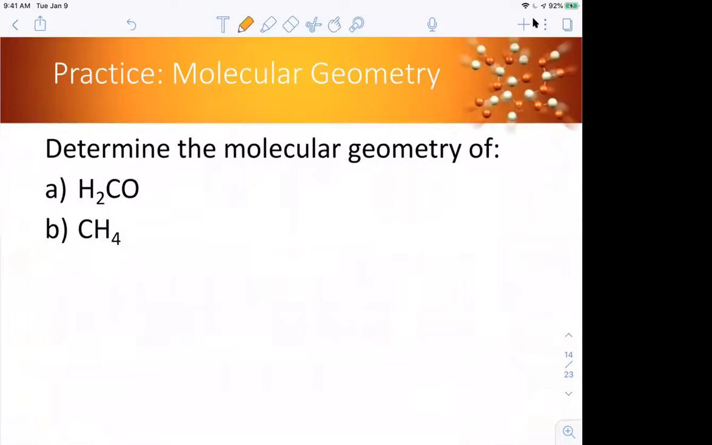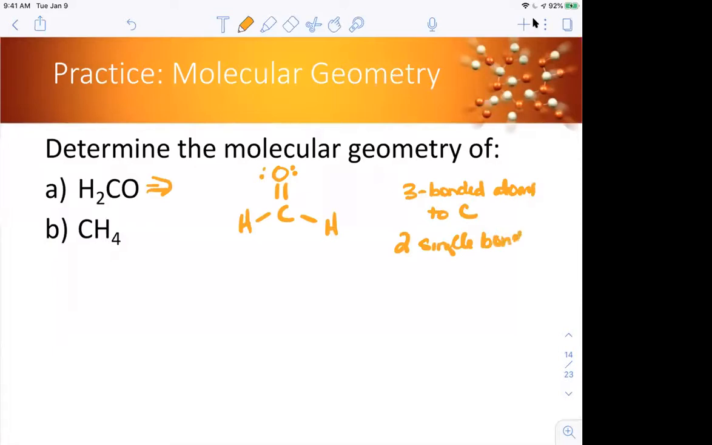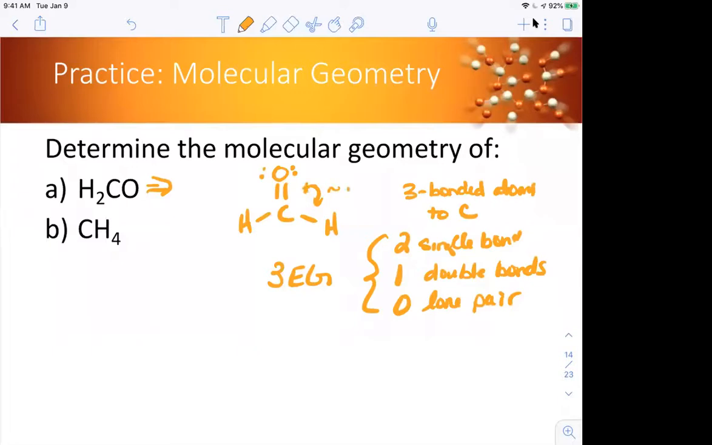So let's look at this. If I want to determine the molecular geometry of these different molecules, right? This one is actually from another slide. When we drew the Lewis structure of this, I ended up with this geometry. So if carbon is my central atom, I have 3 bonded atoms to carbon. I have 2 single bonds, and I have 1 double bond. I have 0 lone pairs. So this is going to be 3 electron groups. When I look at 3 electron groups, I'm going to notice that I have about 120-degree bond angles, and this is going to be trigonal planar.